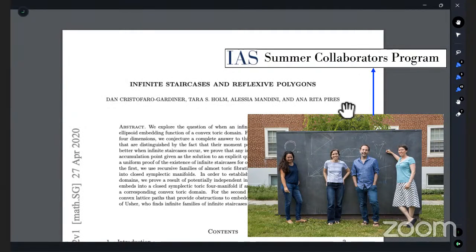I think this is actually the old name of the paper. It's now slightly different, but infinite staircases and reflexive polygons. But the reason why I wanted to have this slide here is to advertise this IAS Summer Collaborators Program. So these are, from left to right, Alessia Mendini, myself, Dan Christopher Gardner, and Tara Holm.